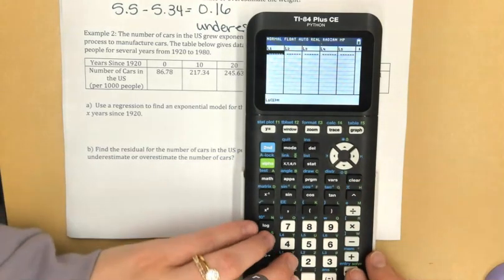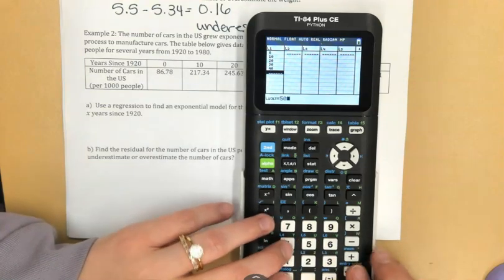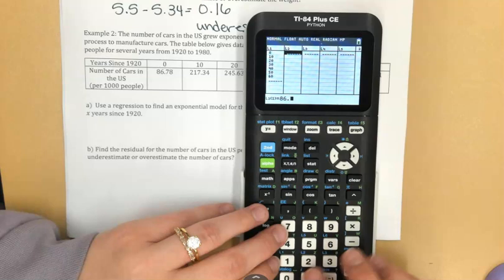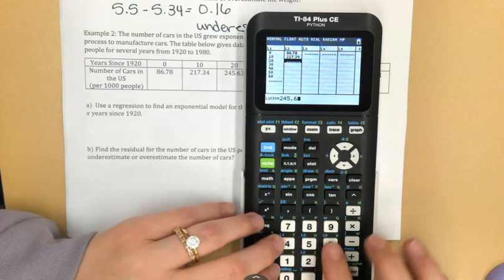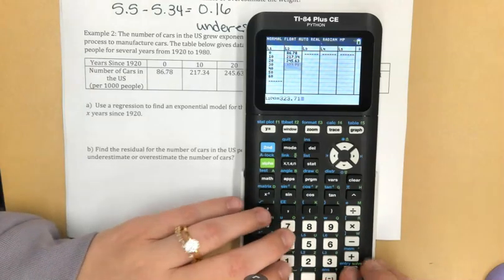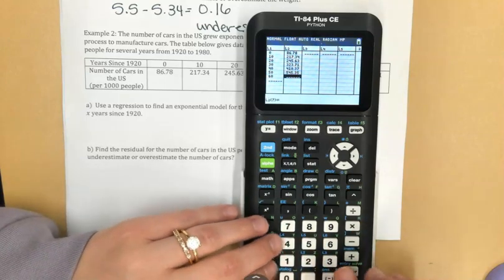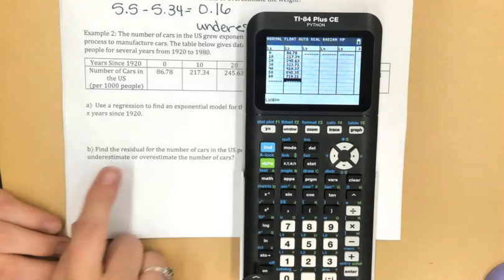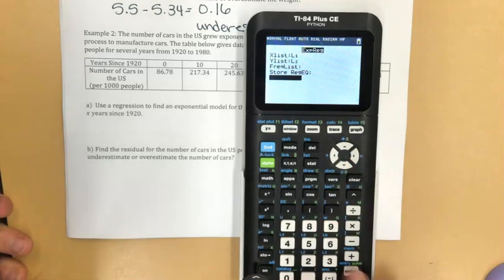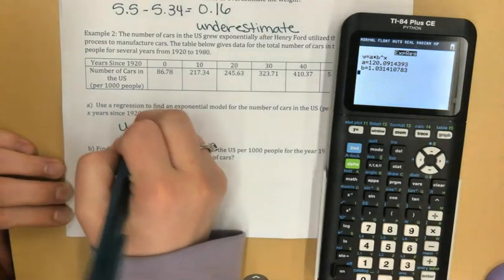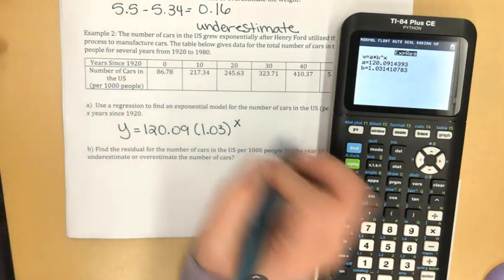This is where you need your calculator if you don't already have it. And we are going to put those x values, our years after 1920, into list 1. And then our y values, the number of cars per 1,000 people, into list 2. And it tells me we're going to do an exponential regression, so I'm going to go to stat, calculate 0 for exponential regression, and my function is going to be 120.09 times 1.03 to the x power.